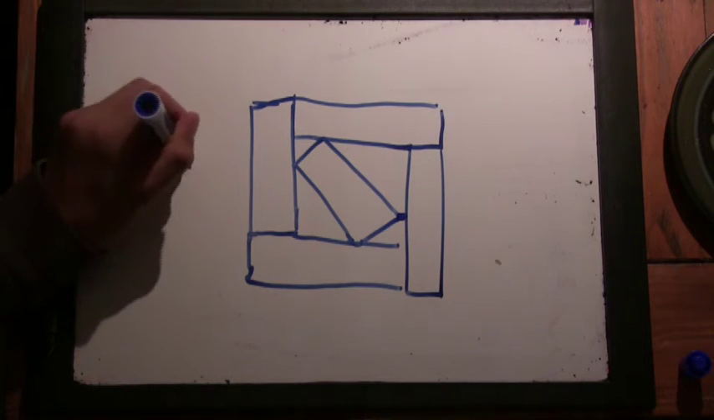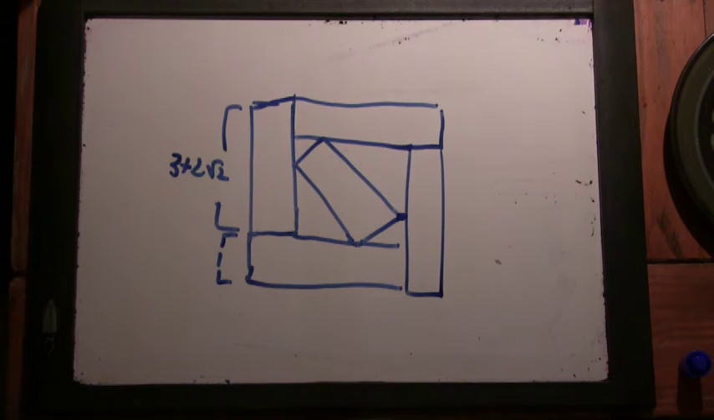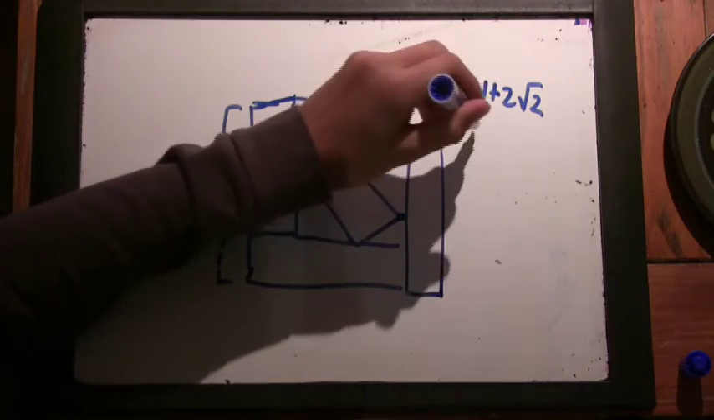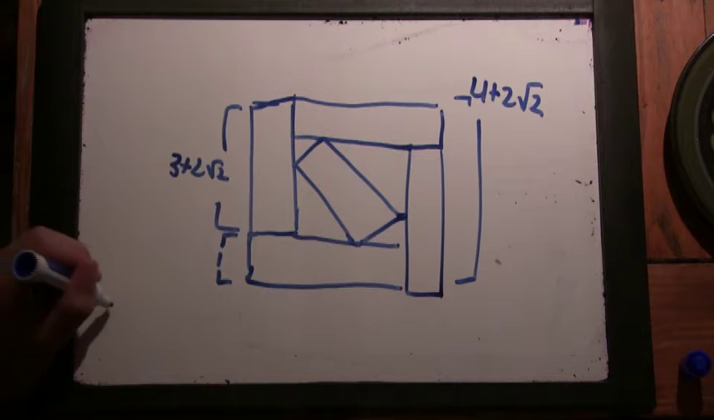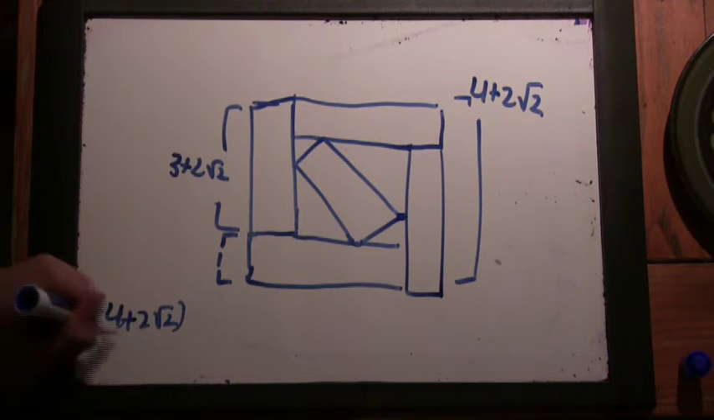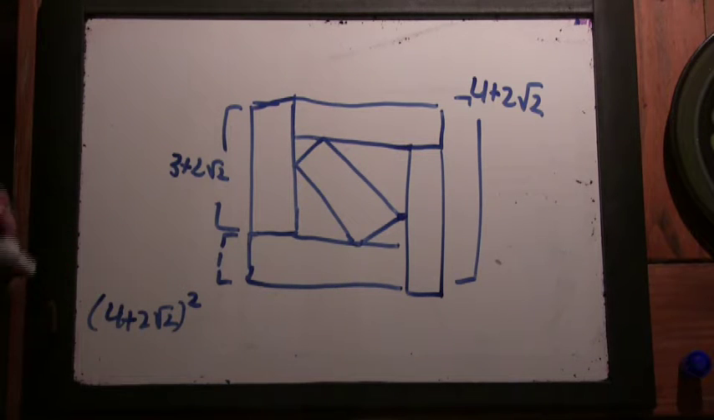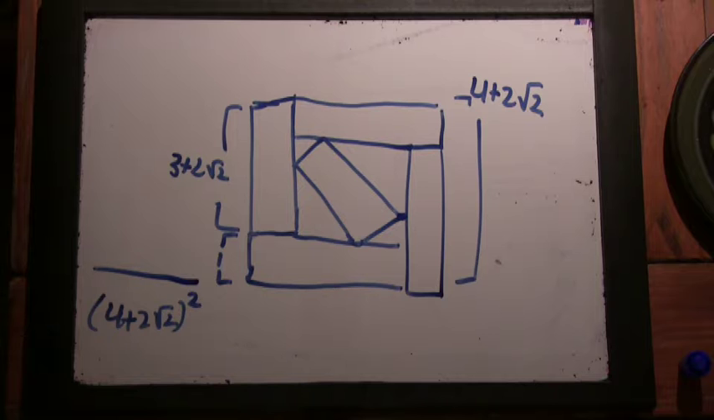So this is 3 plus 2 root 2. Here, this is 1. The big side length is 4 plus 2 root 2, so the total area would be 4 plus 2 root 2 squared. And in our ratio, we want the shaded part to the total part.